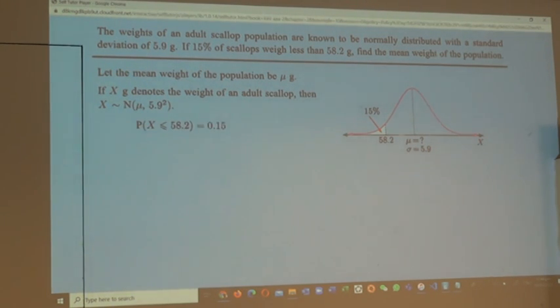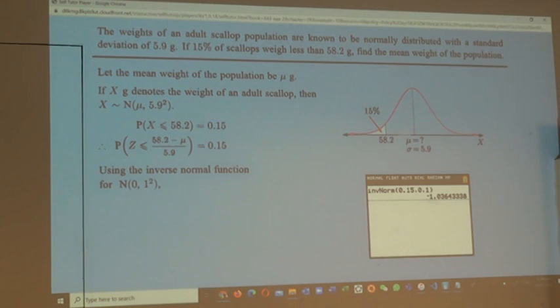So the probability that x is less than or equal to 58.2 is 0.15. Since we do not know mu, we cannot use the inverse normal function directly. Instead, we consider the z-score, which has the same quantile in the standard normal distribution. The area to the left of the quantile is 0.15, the mean is 0, and the standard deviation is 1. The corresponding z-score is about minus 1.0364. We can now rearrange the equation to solve for the mean mu. The mean weight is approximately 64.3 grams. Understand?